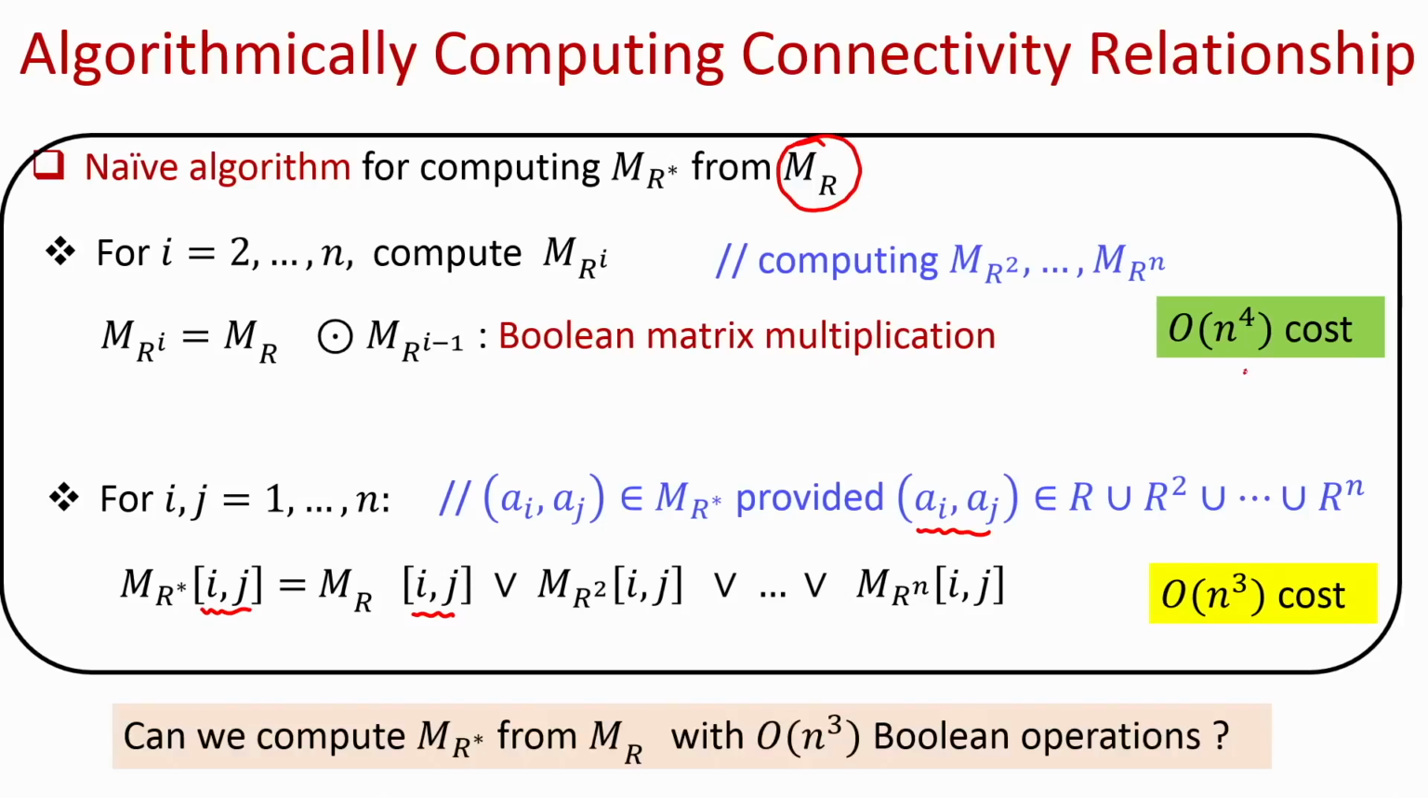So, now the question is, can I reduce the overall cost here to O of n cube? We have this naive algorithm for computing the matrix of the connectivity relation, which costs O of n power 4 effort. My goal will be to do it with order of n cube Boolean operations, which we will do in the next lecture. Just to summarize, in this lecture we introduced the connectivity relation of a relation, we saw that the transitive closure of any relation is its connectivity relation, and we discussed the naive algorithm for constructing the connectivity relation for a relation defined over a finite set. Thank you.